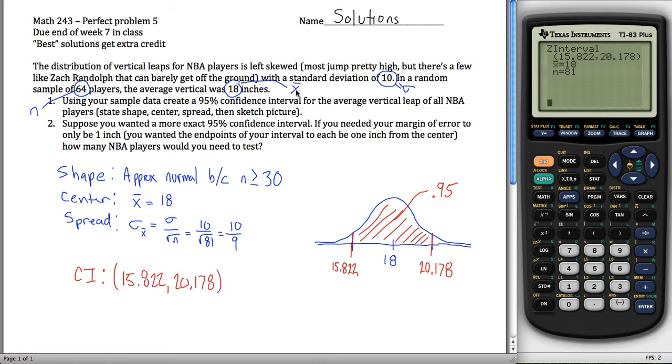In other words, we don't know the average vertical for all NBA players. We don't know it. But what we do know is that in our sample, the average was 18 inches. Based on that information and what we know about the standard deviation, we can conclude that we're 95% sure that the true value for the population mean is somewhere between 15.8 and 20.178. These are low, 18 inches. Seems like NBA players could jump higher than that, but whatever, that's not the point. This is our confidence interval. We're 95% sure that mu, the thing we don't know, is somewhere in here.